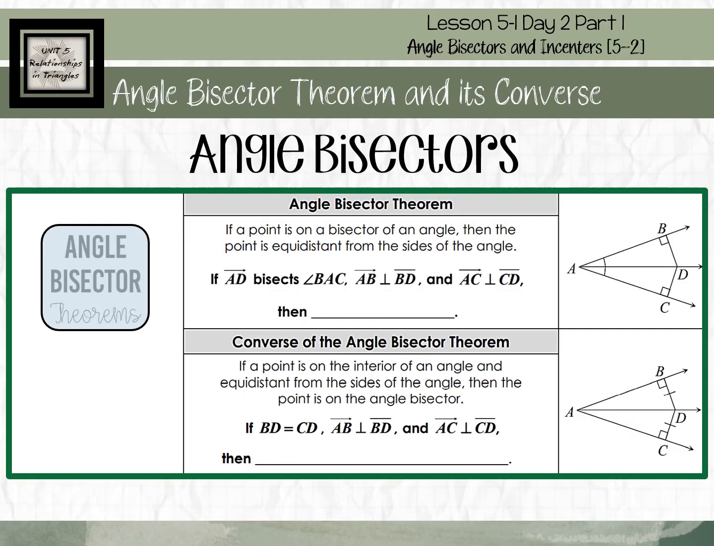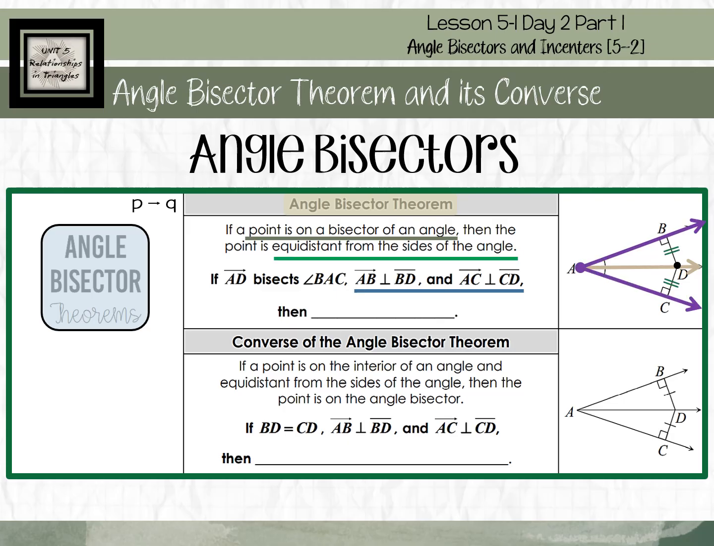Here is the angle bisector theorem. P implies Q. If a point is on the bisector of an angle, okay, we have a point, it's on the bisector, the angles are marked congruent, then the point is equidistant from the sides of the angle. So if segment AD bisects the angle BAC, ray AB is perpendicular to segment BD and ray AC is perpendicular to segment CD, then segment BD is congruent to segment DC.